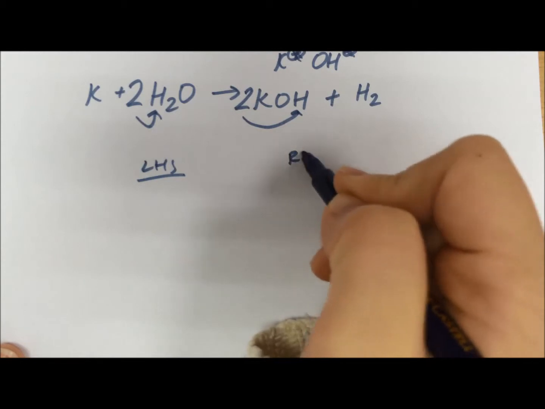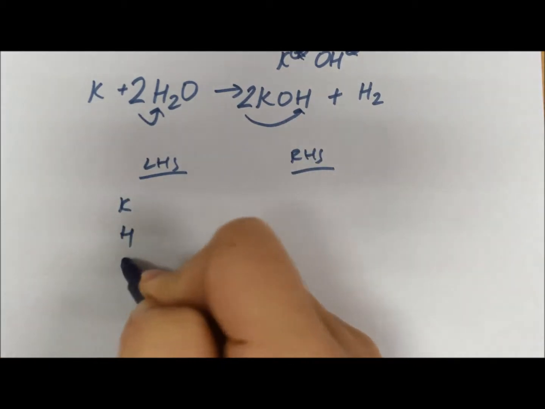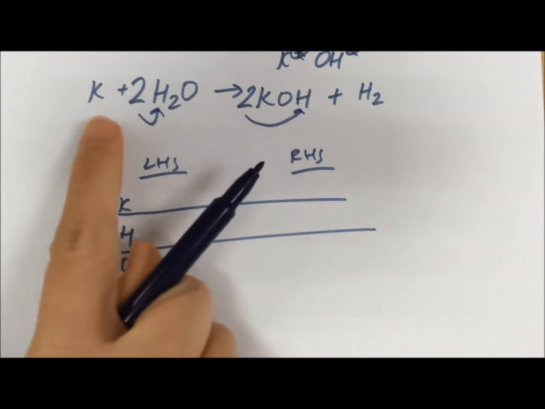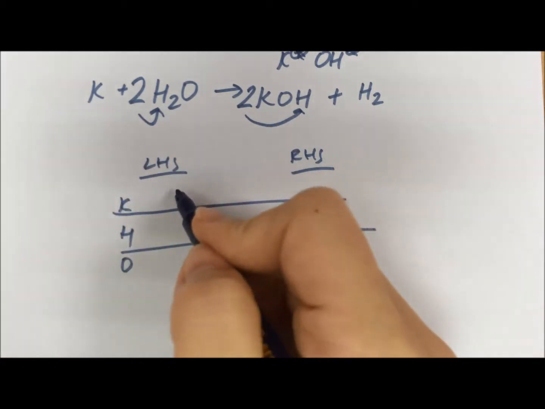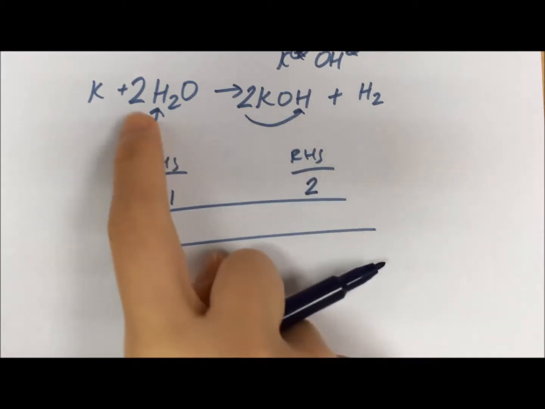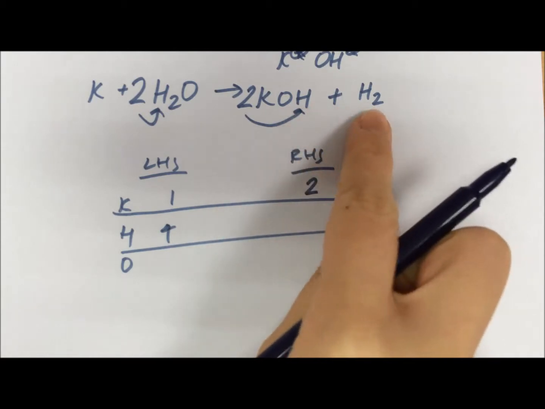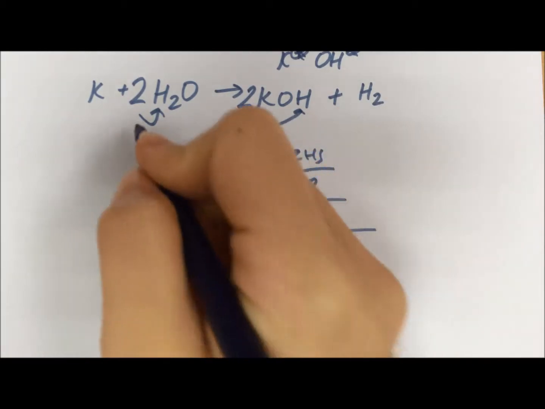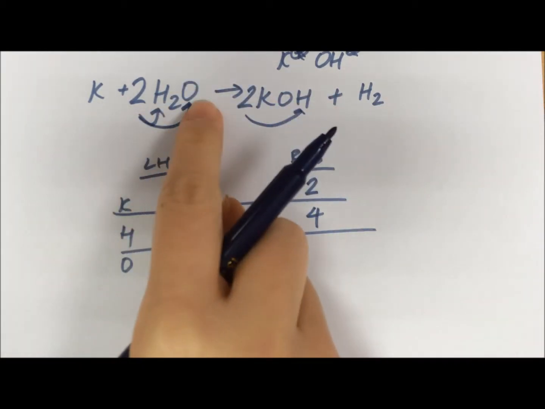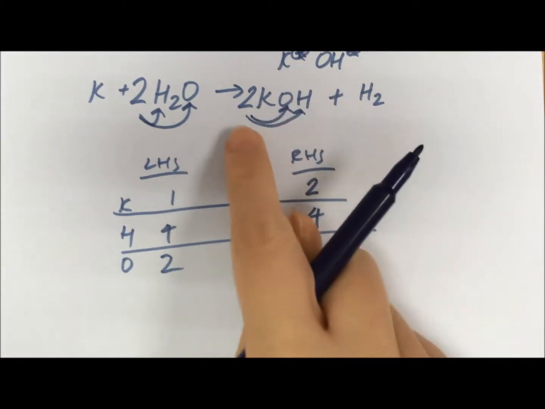Okay, so if you want, you can write left hand side, right hand side if it helps you. So write K, H, O. Then you count 1 K on the left, 2 K on the right. 2 times 2, 4 hydrogen on the left. 2 plus 2, 4 hydrogen on the right. 2 oxygen on the left. 2 oxygen on the right.